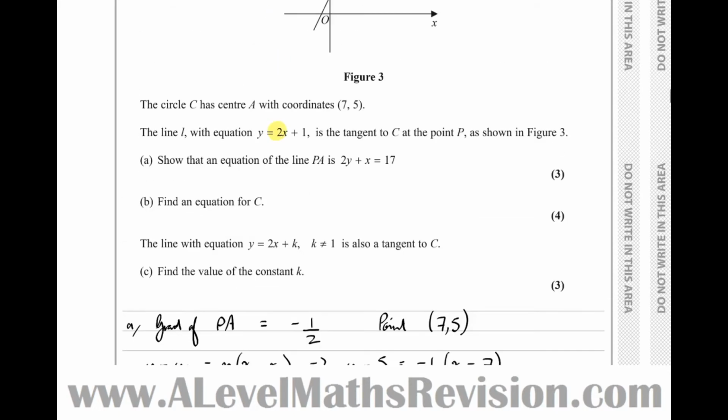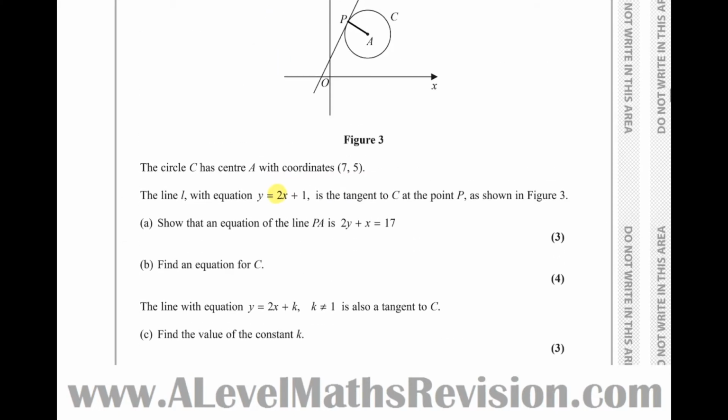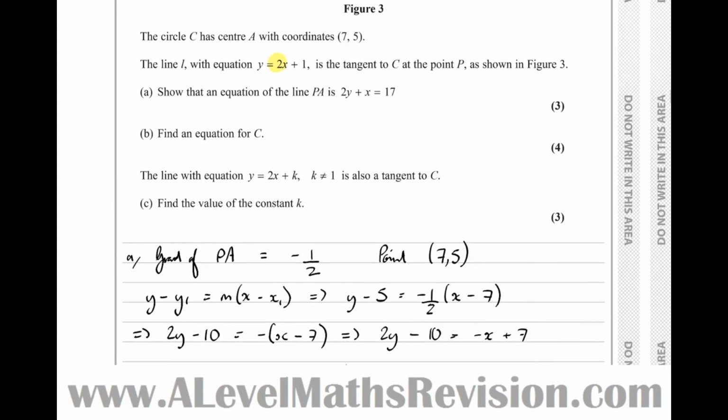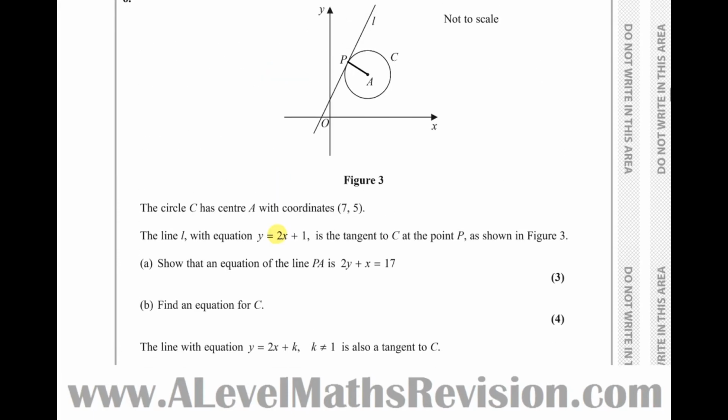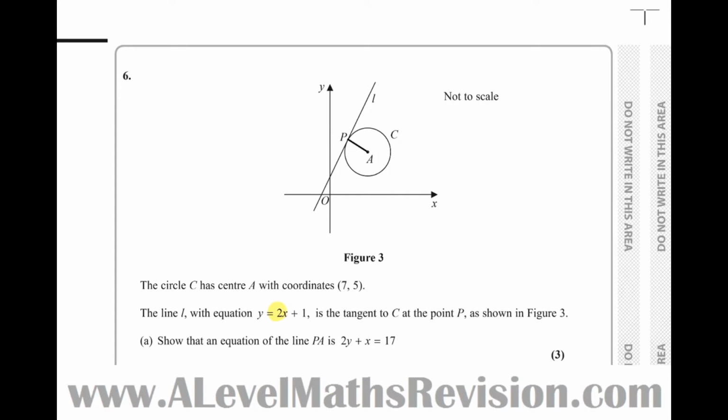So part B, find an equation for the circle C. Okay, so there's a few things that we need to do here. To find an equation for that, what we first of all need is the radius. We know the coordinates of the centre, but this radius here, from A to P, we need to find. So really, we need to find the point P. In order to do that, we know the equation of this line here, we've just found the equation of this line here. So the point P is where the two meet.